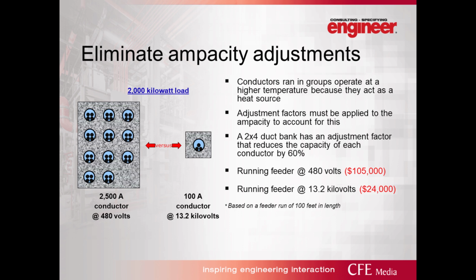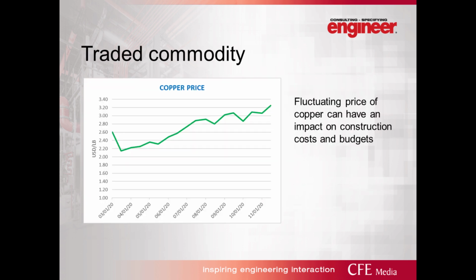When you're at medium voltage, you're only running one conductor. So again, you don't have to make that adjustment because there's only one conductor giving off heat. So why is that important? Well, copper is really a traded commodity. The price of copper fluctuates. So if you do a budget review or you budget for your large project somewhere in April of this year, the copper was about $2.30 a pound or $2.20. Now you go to build that project in November, and all of a sudden the price of copper is $3.20. So it can have a huge impact on the price of your project.